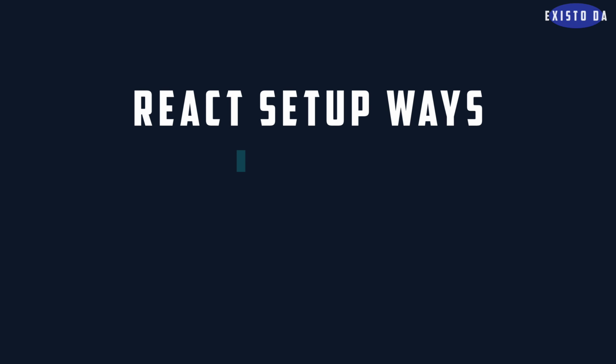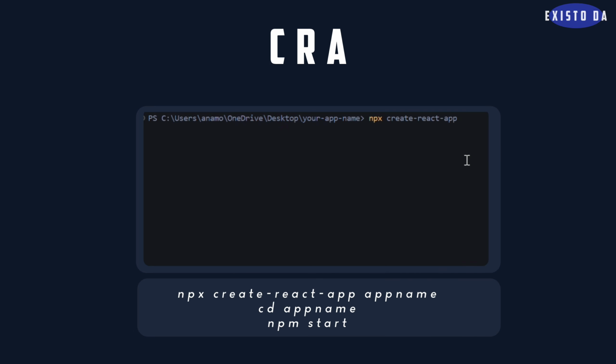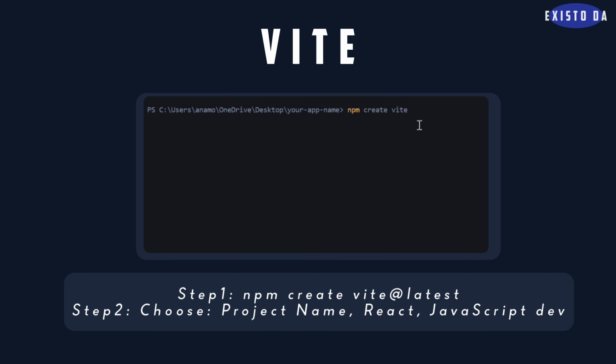There are two major ways to set up React. By CRA, which is the old one, and by Vite. This is a command to set up React with CRA. These are the steps and command to set up React with Vite.